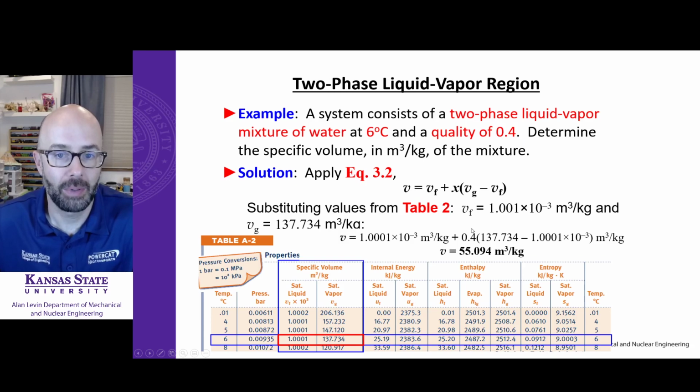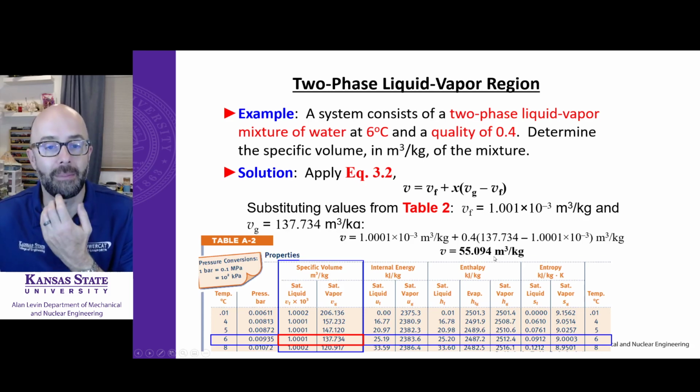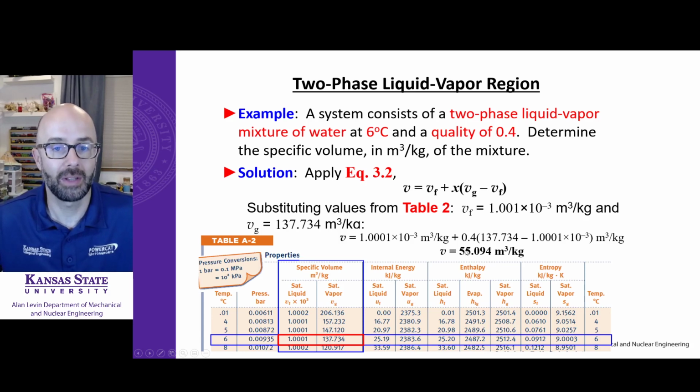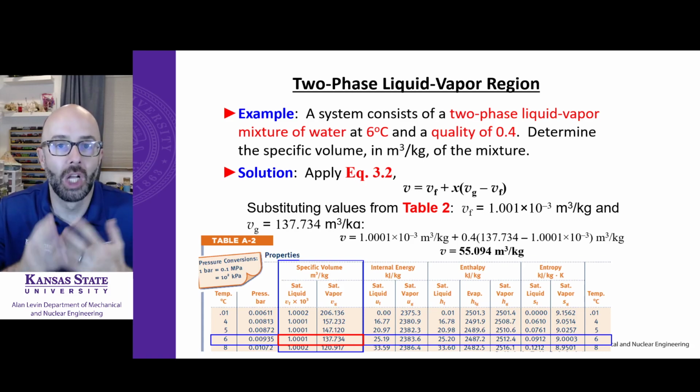I'm going to put here times 137.734 minus 1.0001 times 10 to the negative third, and I'm going to find that my specific volume at 40% is going to be equal to 55.094 meters cubed per kilogram. And that makes some sense. We're not halfway there. We're a little bit less than halfway. 55.094 makes perfect sense. And I encourage you to look at that.